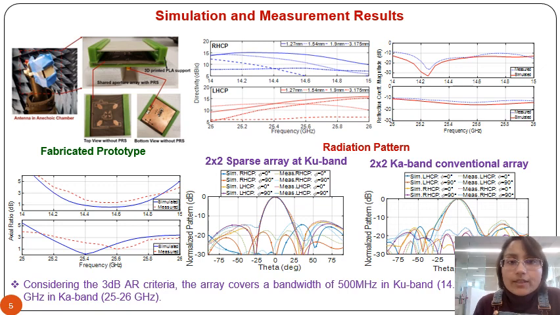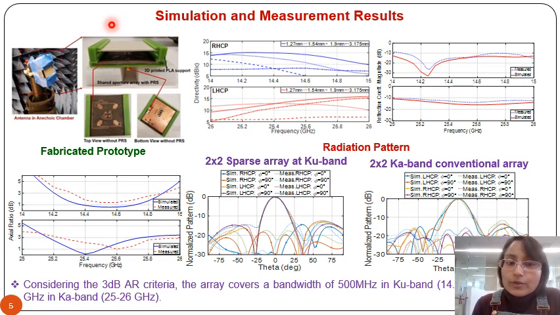Here we have presented the fabricated prototype and compared the simulation and the measurement results. This is the antenna in the anechoic chamber and this is the zoom in view of the antenna, the top view, the bottom view and the antenna with the PRS. Here we have shown the reflection coefficient versus frequency, the axial ratio versus frequency and the radiation pattern at 14.5 GHz and 25.5 GHz for the Ku and the Ka band.